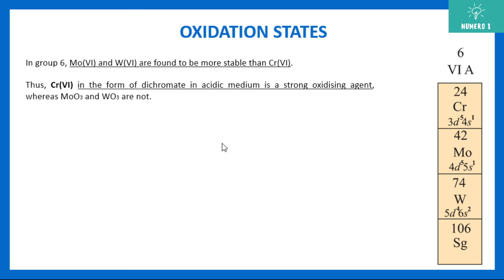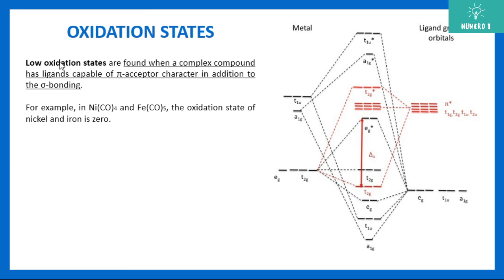So that's the consequence. Then the low oxidation states are actually found when the complex compound has ligands capable of pi acceptor character in addition to sigma bonding. So this part I am not discussing here. We will see such type of diagram in the next chapter, that is coordination complexes.